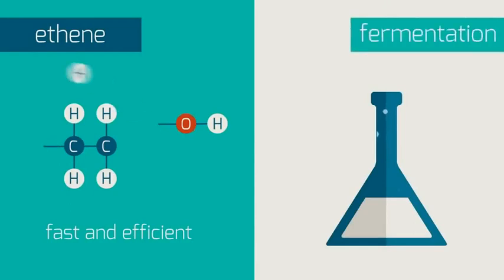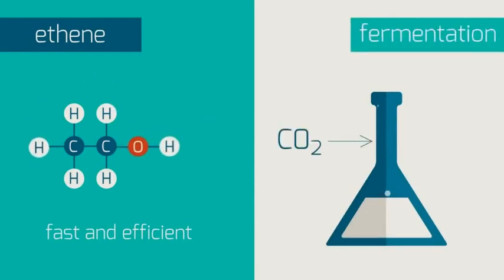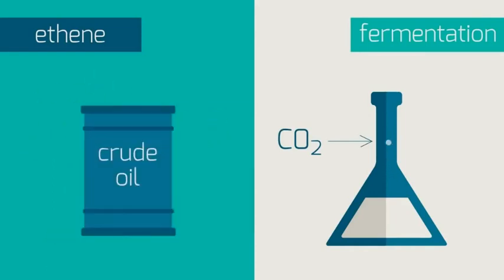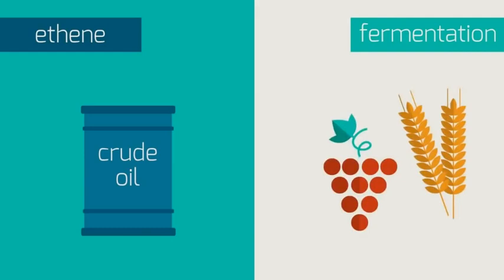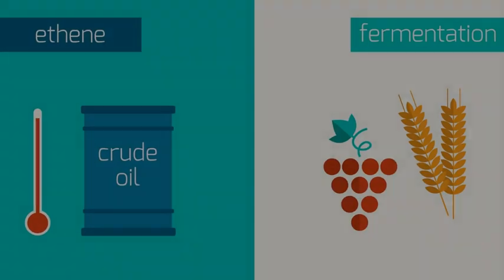Fermentation also yields carbon dioxide, which isn't useful to us. But ethene is cracked from crude oil, which is a non-renewable resource, so we won't be able to carry on acquiring it this way forever. Plant sugars, on the other hand, are a renewable resource. The ethene route also requires much more energy. The initial crude oil must be heated to a high temperature, and so too does the water to create steam. The fermentation route requires heating only to 37 degrees.